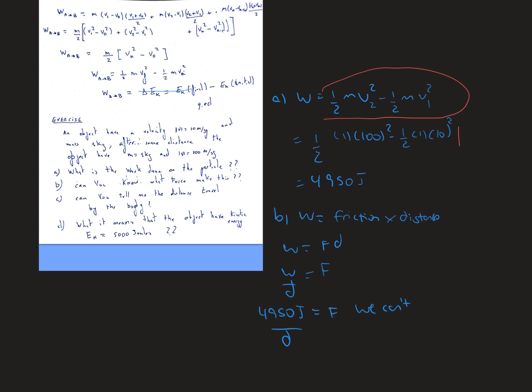Then we just plug in the values that were given in the question, and we would have this value, 4,950 joules. For question B, we would put the equation as the friction times the distance. So W equals F times D. So to find the force, we would have to get 4,950 divided by the distance, but in this case we cannot solve for this problem because we don't know the distance.